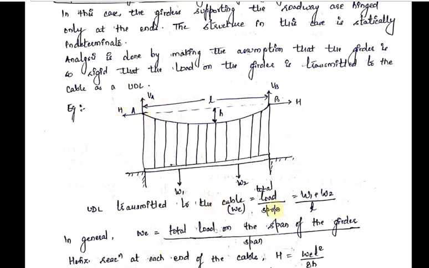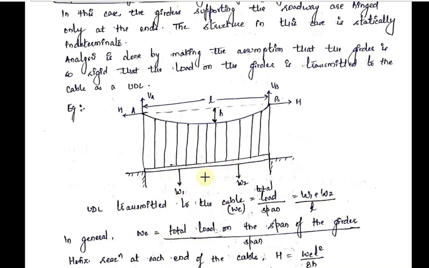Now we studied the assumption that whatever be the load acting on the girder, it is converted into an equivalent UDL which acts on the cable. Suppose on this girder two point loads are acting. First we convert these point loads into a UDL. The equivalent UDL WE will be equal to, see, UDL is load per unit span. So if I divide the total load by the span, I will get the equivalent UDL. So WE will be equal to (W1 plus W2) divided by L.